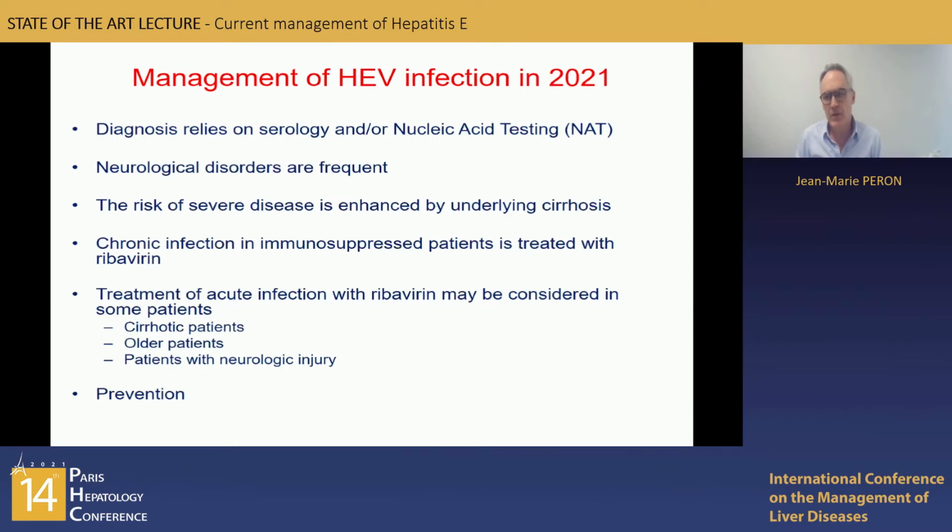So these are the main points I will be talking about. This is all you need to know. Diagnosis of hepatitis E relies on serology and/or nucleic acid testing. Neurological disorders are frequent with hepatitis E infection. The risk of severe disease is enhanced by underlying cirrhosis. Chronic infection in immunosuppressed patients is treated with ribavirin. Treatment of acute infection with ribavirin may be considered in some patients, including cirrhotic patients, older patients, patients with neurological injury. And I'll have a little data on prevention also.